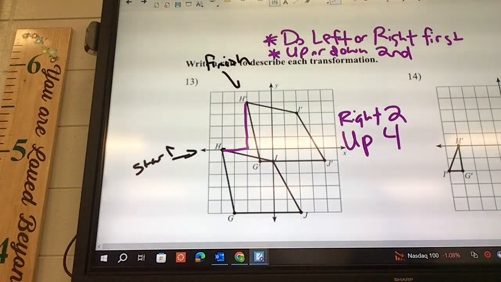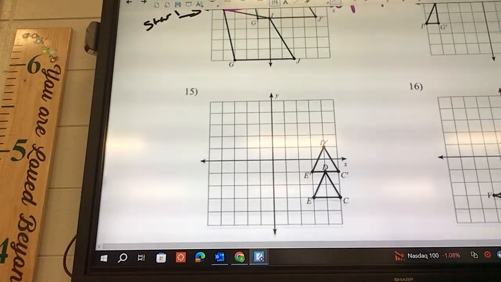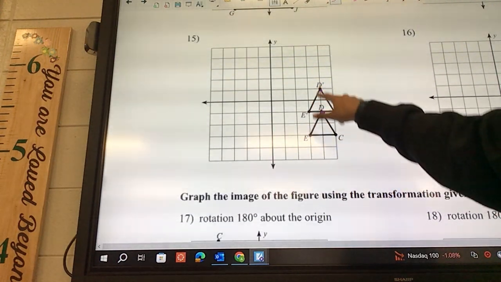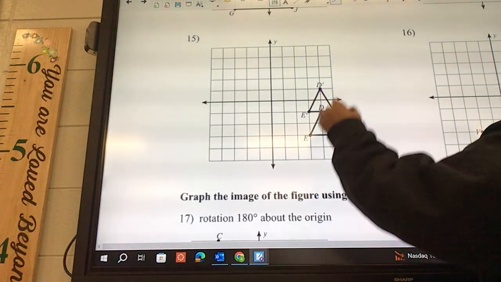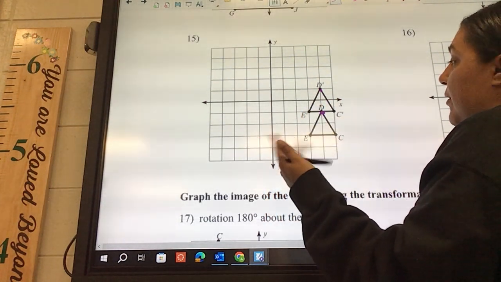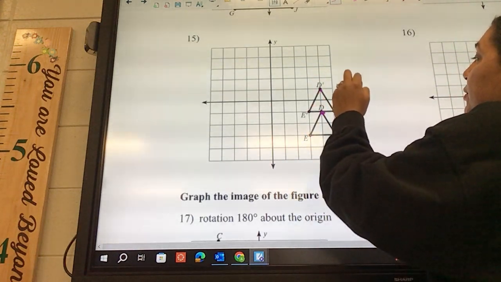So if we're looking at 15, we go from D to D prime. And again, you can pick any letter. Okay. Well, left and right, okay, I'm trying to go from here to here. Left and right was 0. So we're not going to write that one because nothing happened. Okay. You could write left or right 0. It doesn't matter. But we did go up 2.